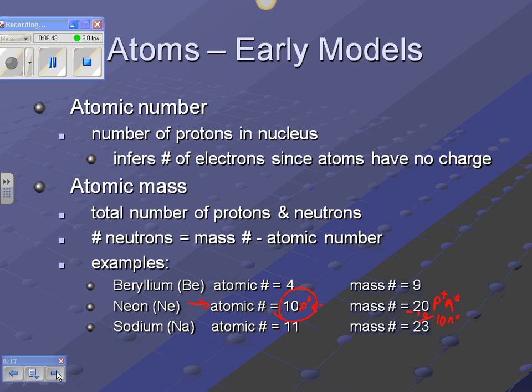If we look at beryllium, I have 4 protons. Well, its mass is 9, so the number of neutrons and protons is 9. Well, 9 take away 4, because I already know I have 4 protons, that means I have 5 neutrons. And the atomic number on sodium is 11. That means I have 11 protons, 11 electrons. Electrons essentially have no mass, so we don't worry about that. I subtract the atomic number from the mass number, I end up with 12. That means I have 12 neutrons.